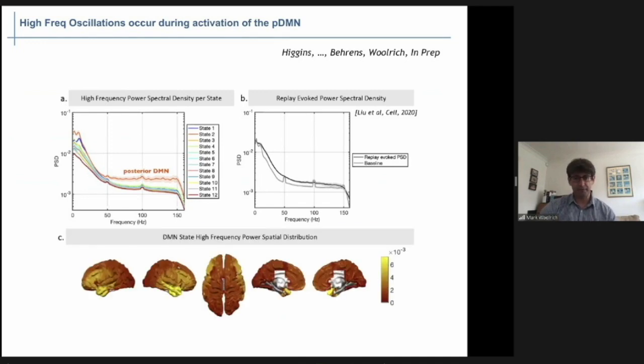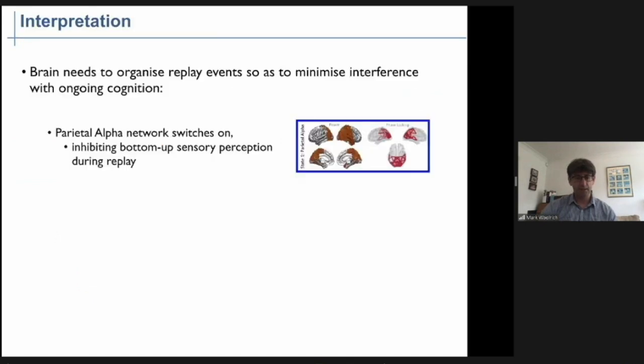And if we look at the spatial distribution of the high frequency power associated with the DMN, we can see that it concentrates in the anterior temporal lobe regions, adding potential evidence to the idea that it may be linked to sharp wave ripple events in hippocampus. So how might we go about interpreting these results?